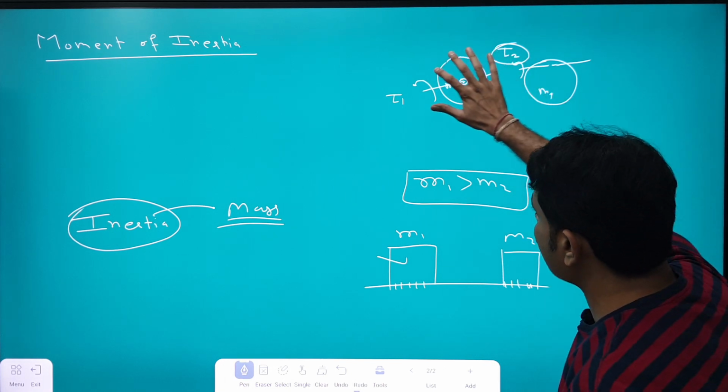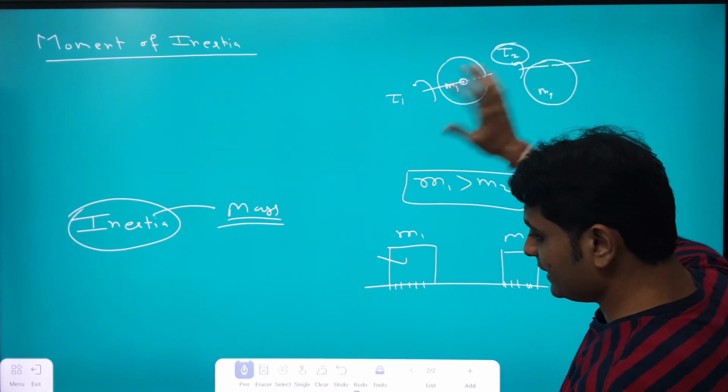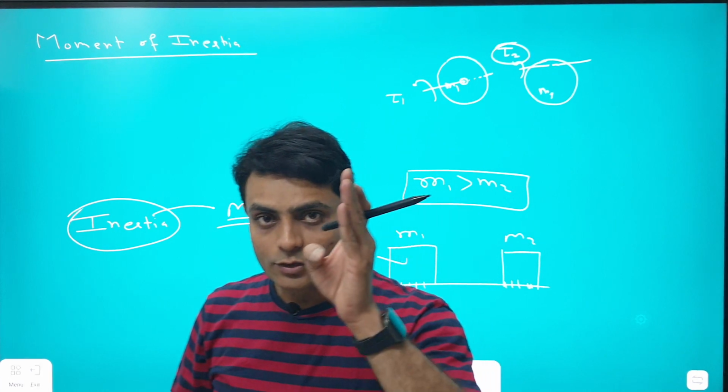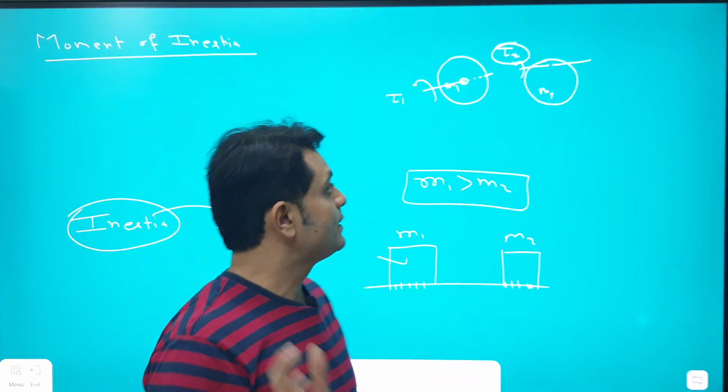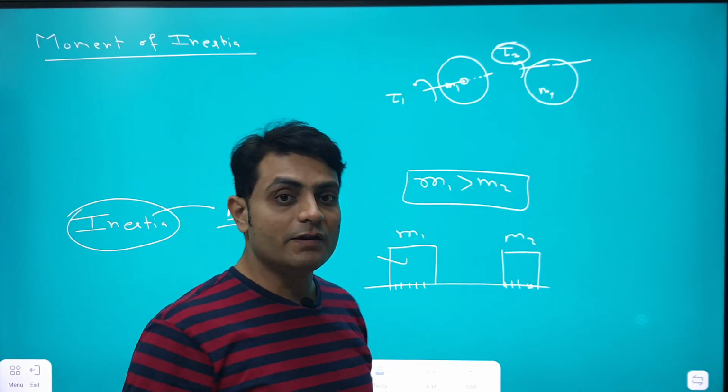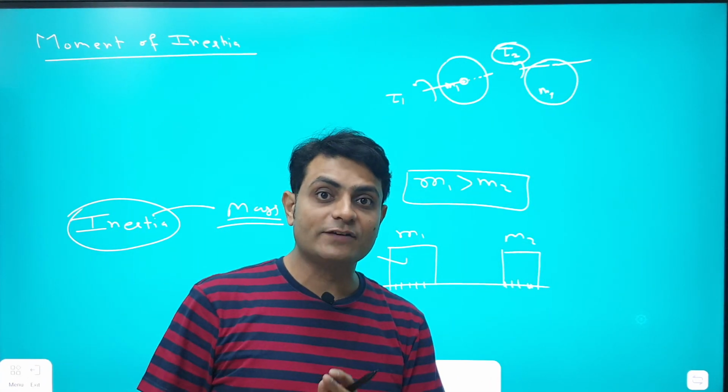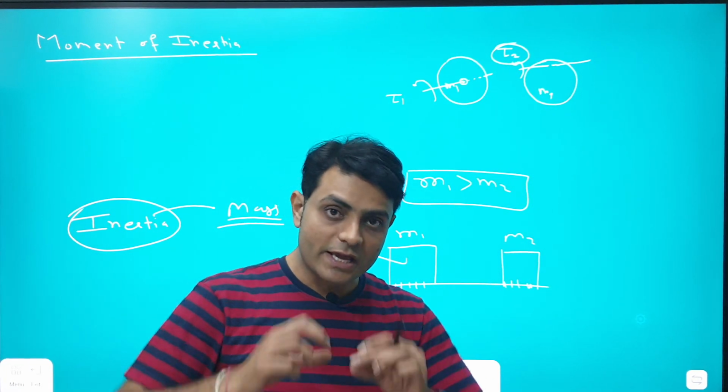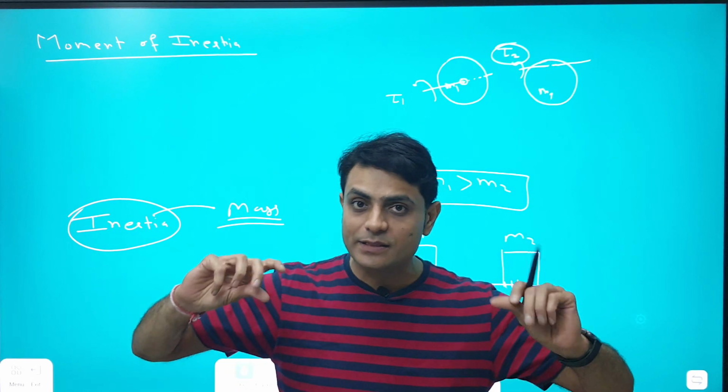Even if the masses are equal, in the case of linear motion, if you want to displace your notebook, the force required will be the same. But to rotate it, it depends on where the axis of rotation is. If the axis of rotation is passing through the center, it is easier.